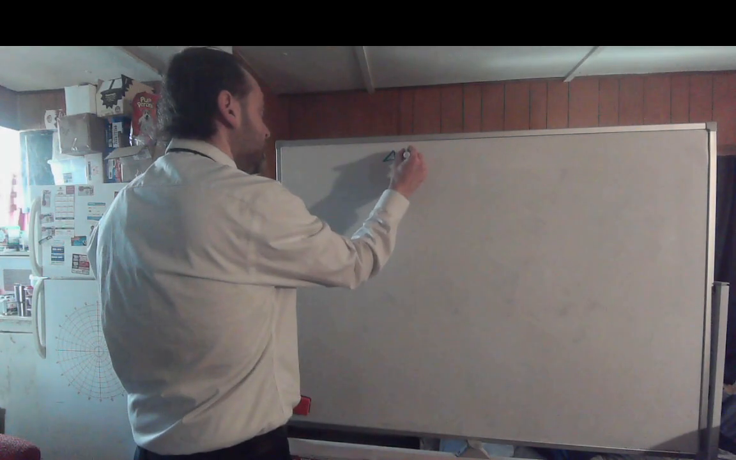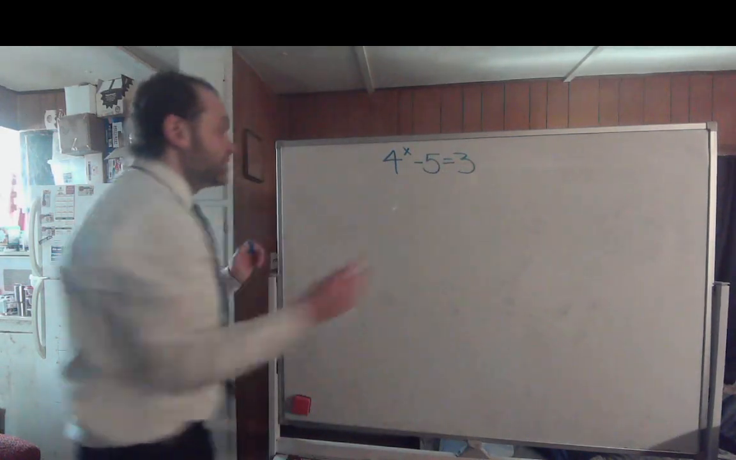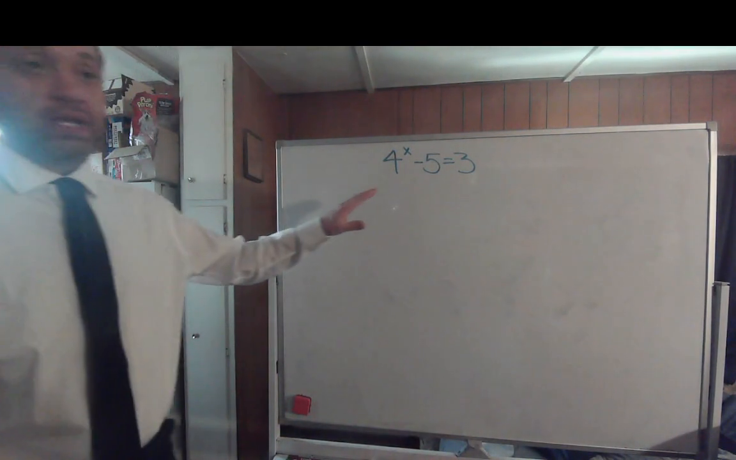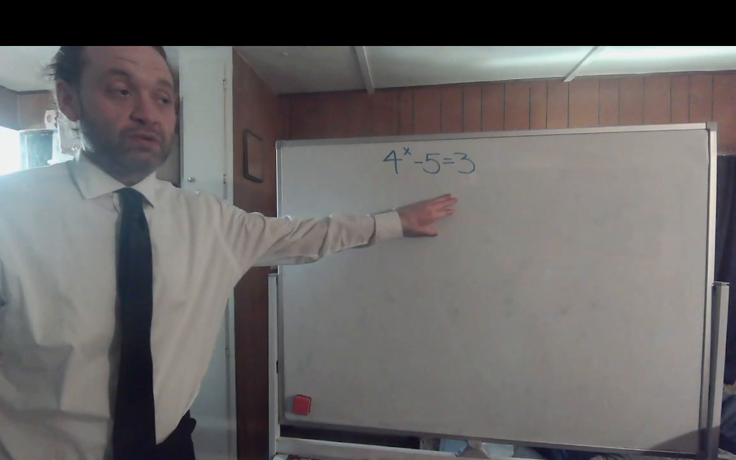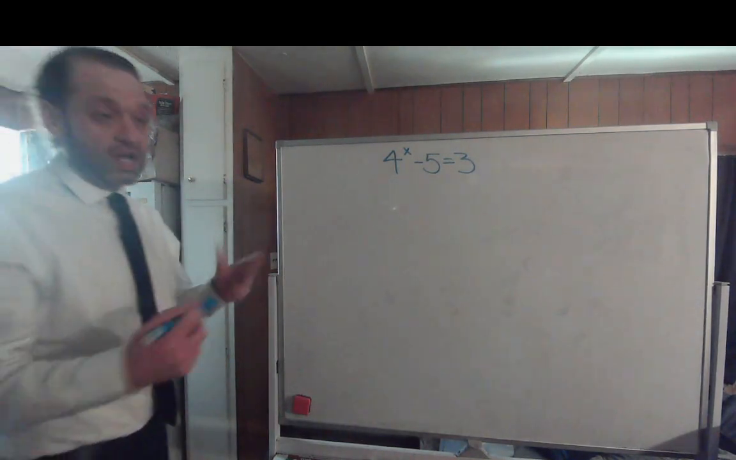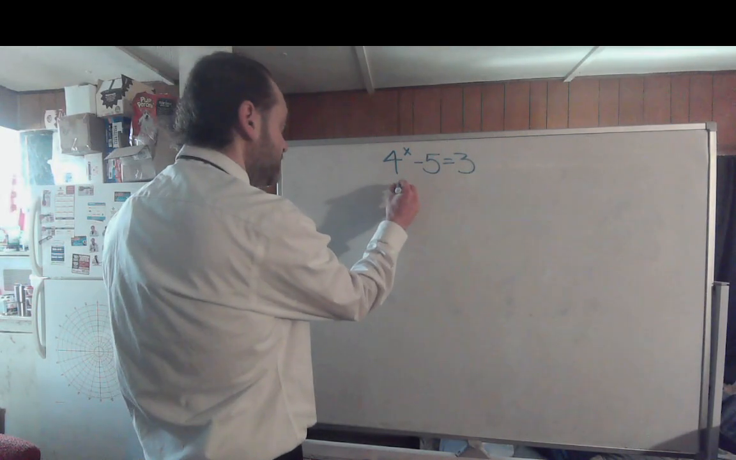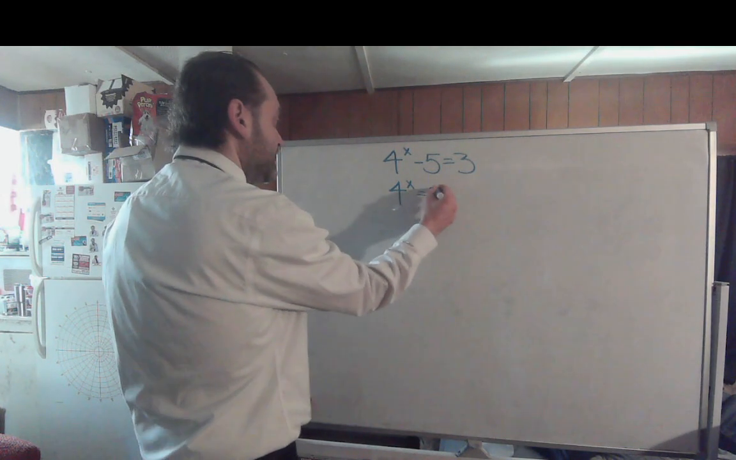All right, 4 to the x minus 5 equals 3. This one's actually not so bad. It looks bad at first, but it's really not. Let's get 4 to the x by itself first. You've got to add 5 to both sides. If you do that, you'll get 4 to the x equals 8.